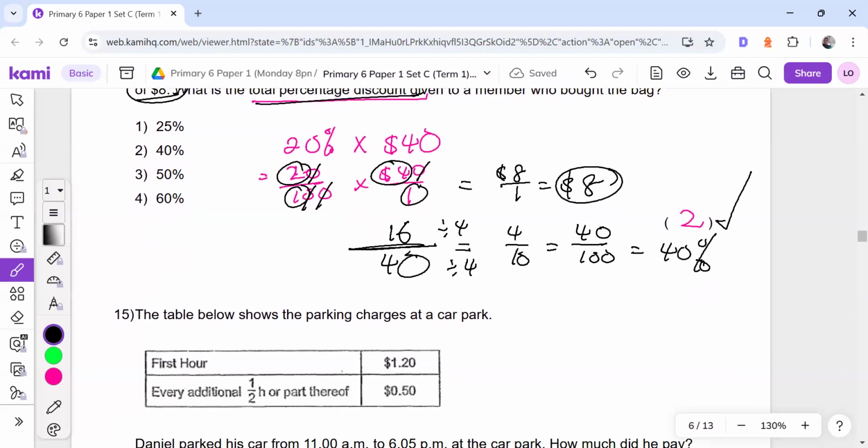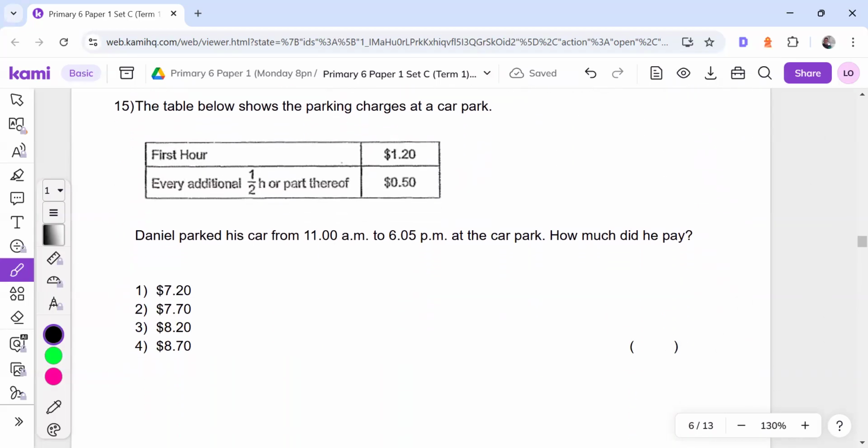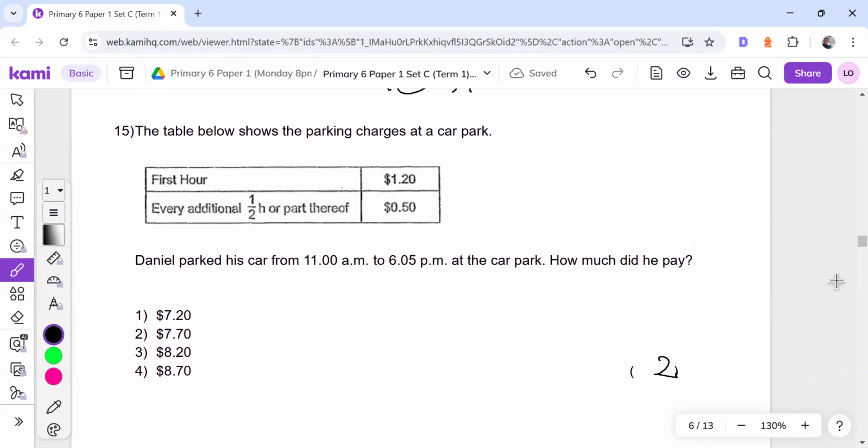All right, question 15, your answer will be number 2. Okay, number 2. So if you got it wrong, you need what? You need a line. This is what you need, the line method. And you put down 11 a.m.